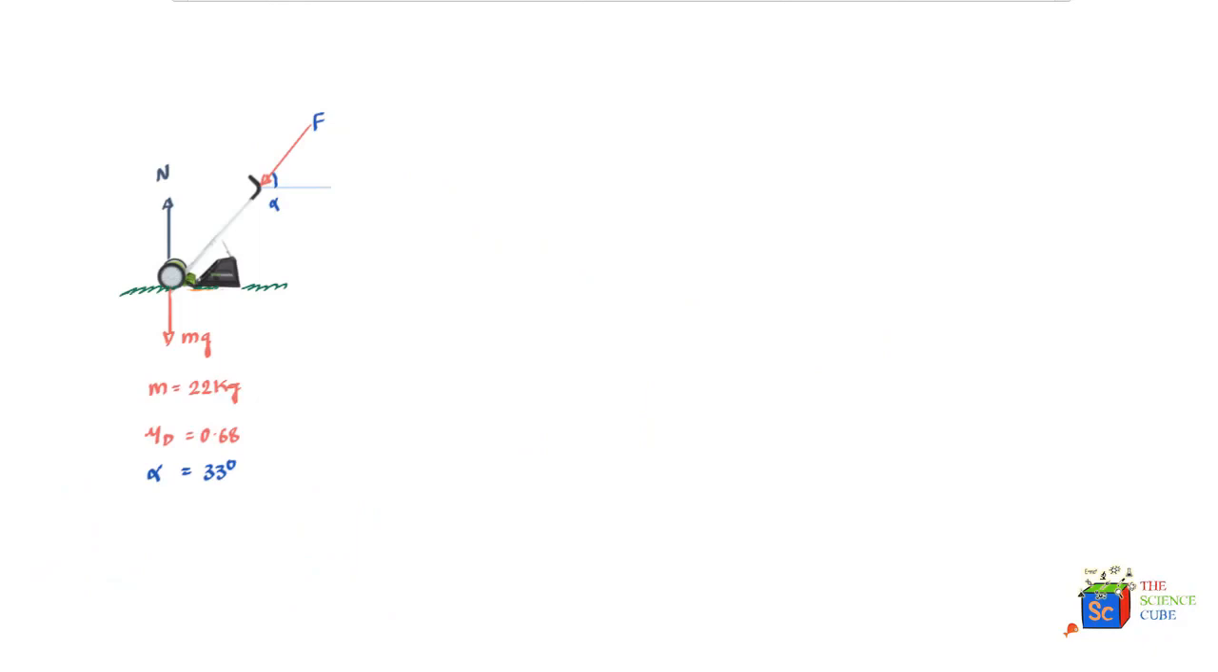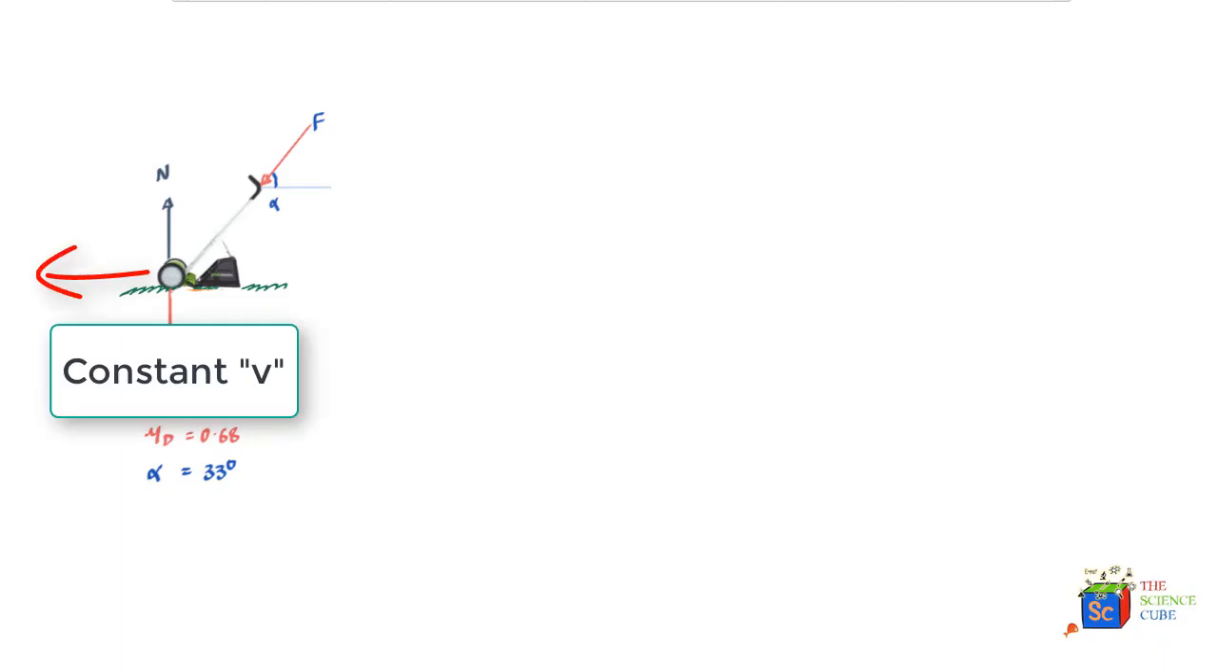Now, what we have here is a lawnmower which has a mass of 22 kilograms and its dynamic coefficient of friction with the ground is given as 0.68. What's also given is that there's a force F which is being impressed on the mower and its angle with the horizontal is given as angle alpha equal to 33 degrees.